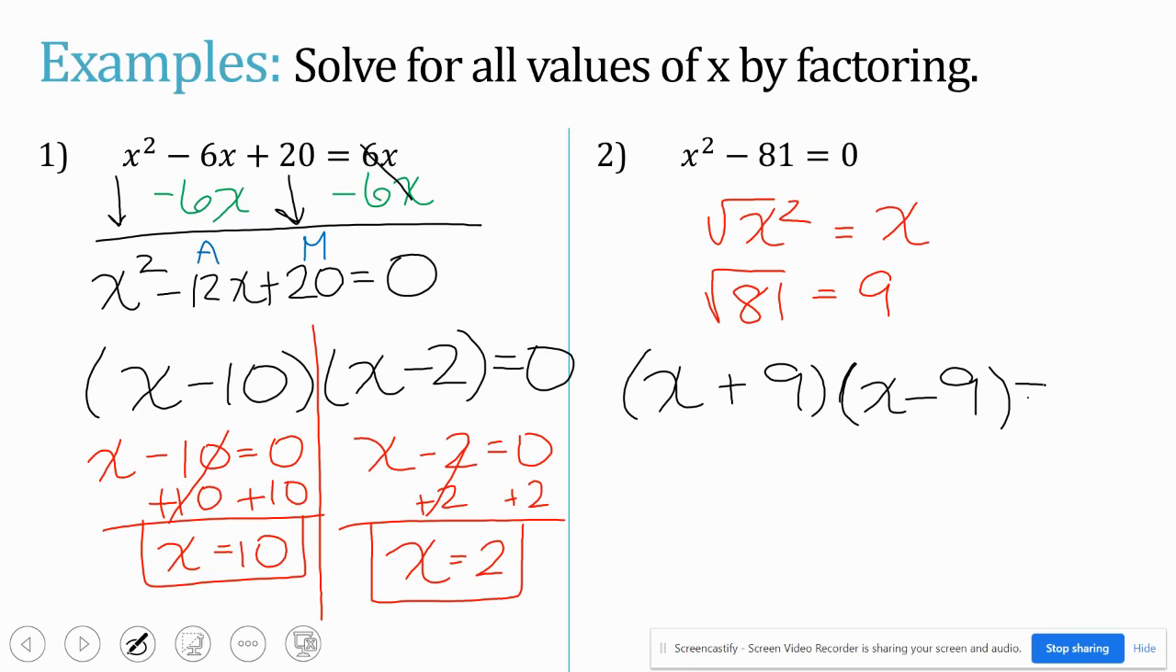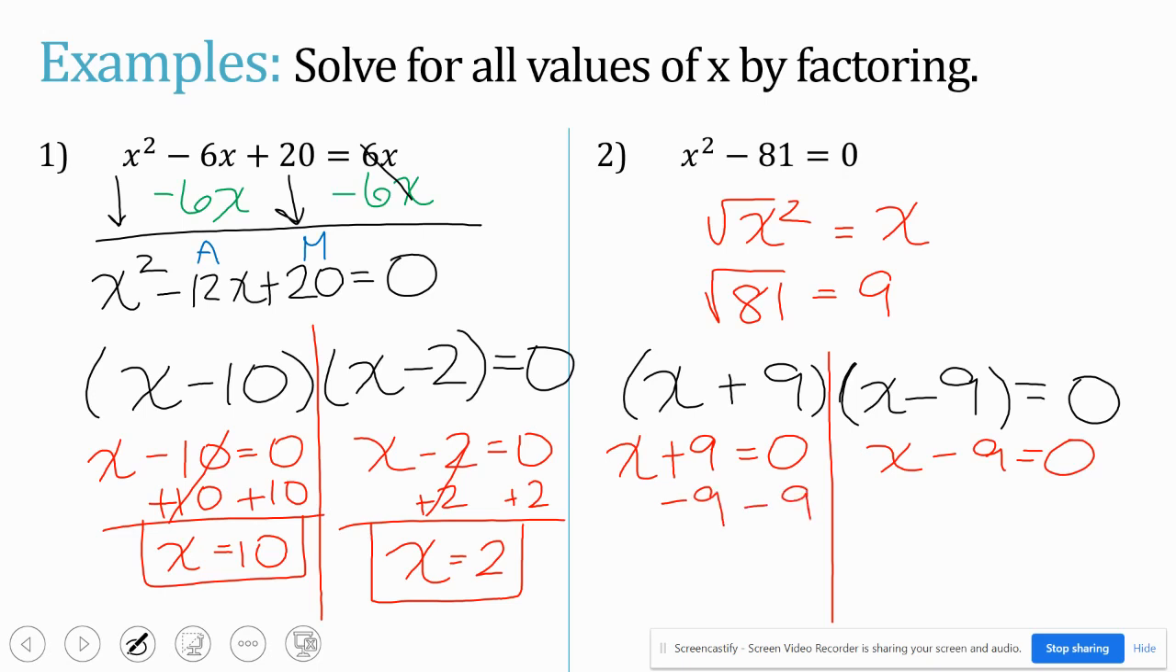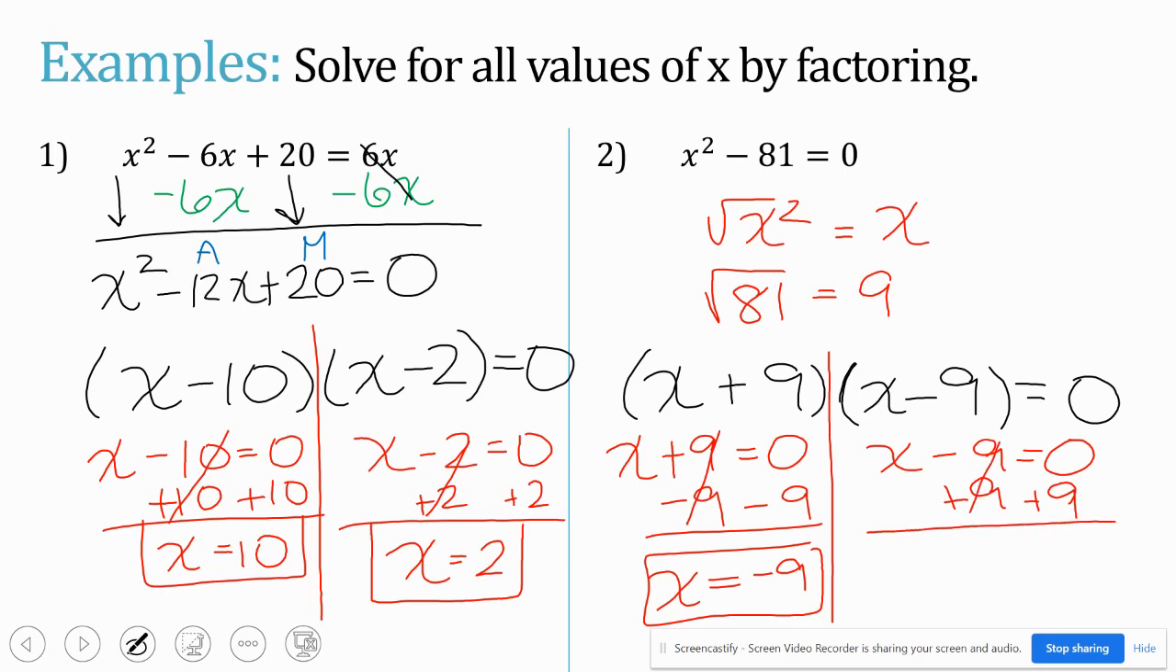Now we still need to set this equal to 0 and do the same thing that we did before. We're going to draw a line down, set both of them equal to 0, and solve. From there, we subtract 9 on both sides for this one. So we get x equals negative 9. Here we're going to add 9 to both sides because it's negative. So we get x equals positive 9.